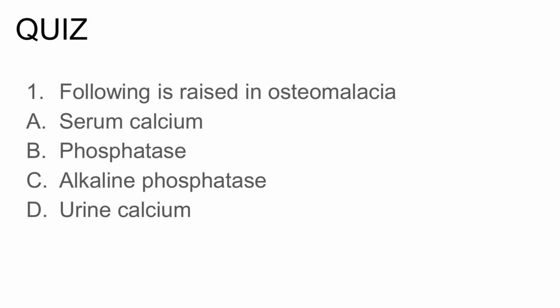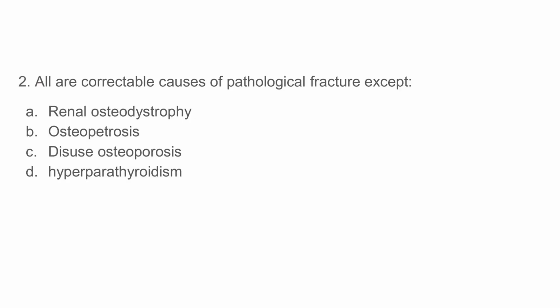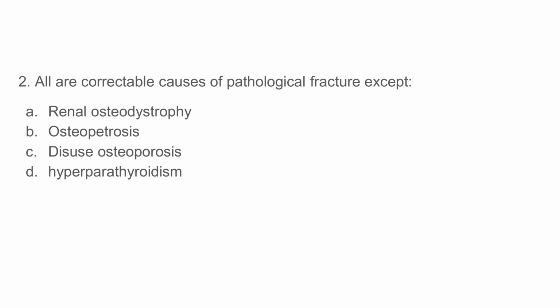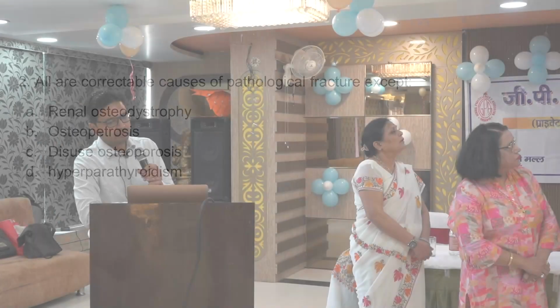Ma'am said alkaline phosphatase. Ma'am said it first. Nishtha. Alkaline phosphatase. Okay. Second question, all are correctable causes of pathological fracture except renal osteodystrophy, osteopetrosis, disused osteoporosis, hyperparathyroidism.